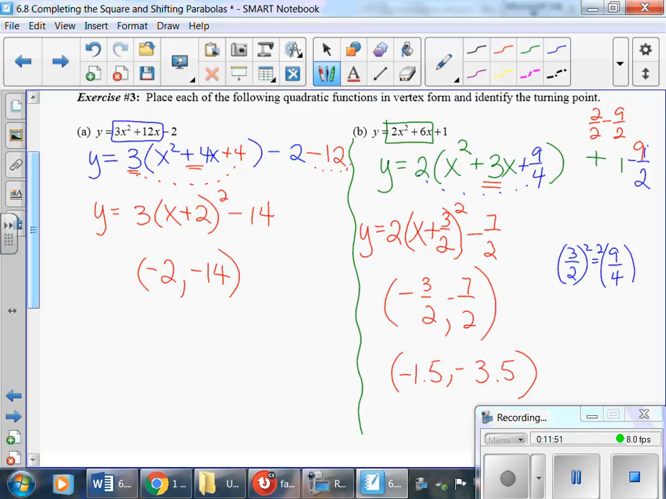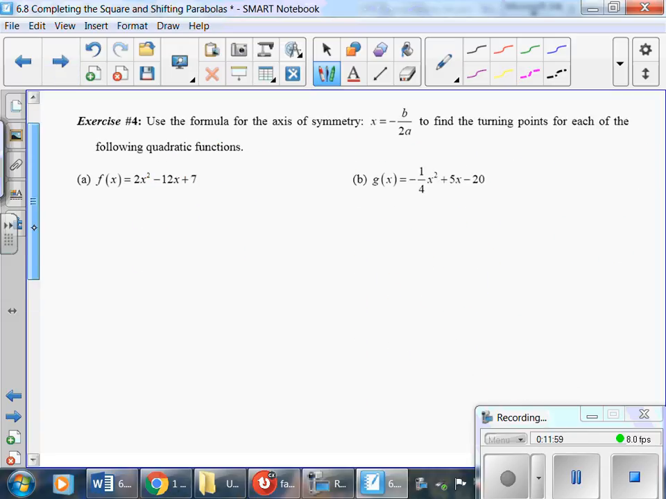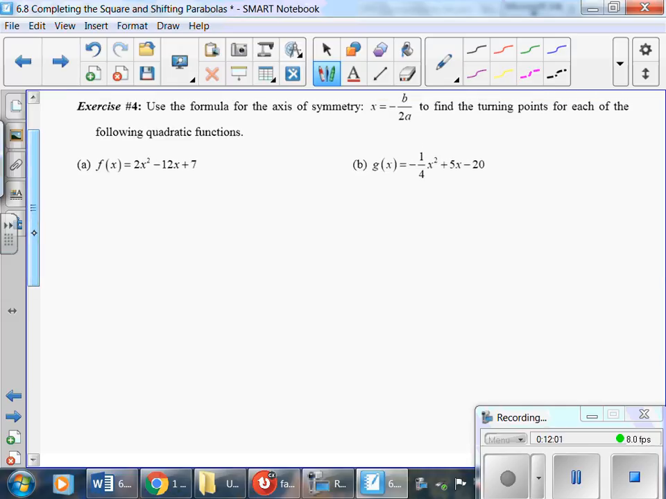Okay, moving on to exercise 4. This is our last exercise for this video. All right, so use the formula for the axis of symmetry. Now this is something you need to know because it's not given to us on our reference sheet.